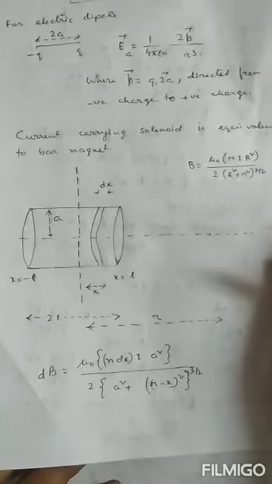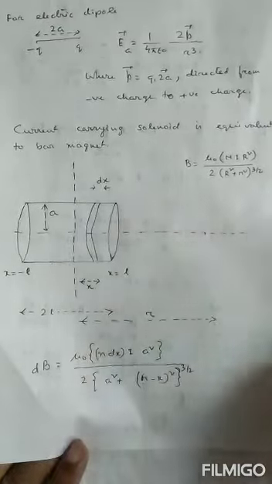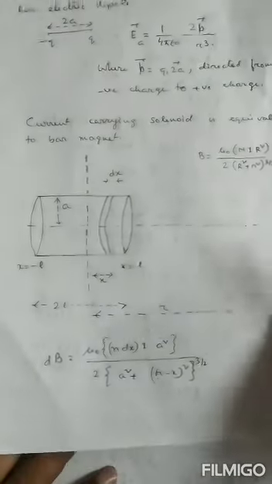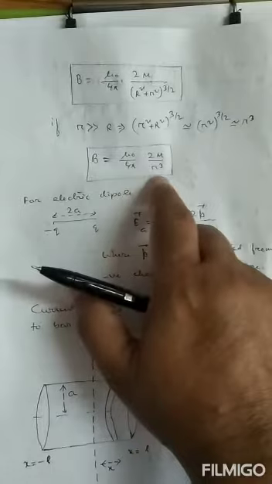Now we want to show you, or we want to prove, that a current carrying solenoid is equivalent to a bar magnet. A current carrying solenoid is equivalent to a bar magnet. It is almost similar to that of the current carrying loop. We have shown that in a current carrying circular coil, we calculate the value of magnetic field induction in terms of magnetic dipole moment. In terms of magnetic dipole moment, B is mu 0 by 4 pi, twice m by r cube.